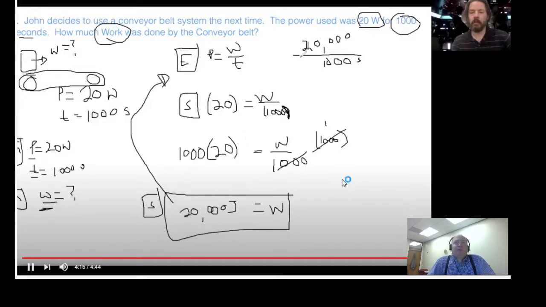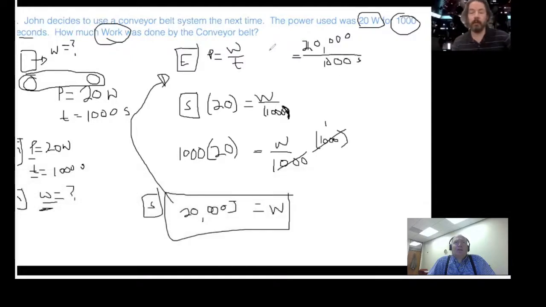Then my answer should be, plug it in your calculator to make sure, should be 20 watts. So you can always double check your answer by doing a reverse plug in the numbers. That's awesome. Okay? But that is number 2.